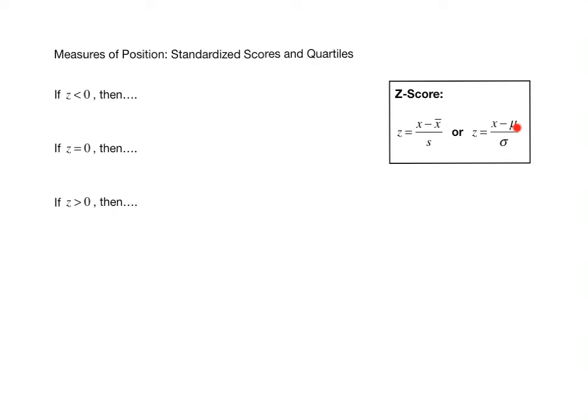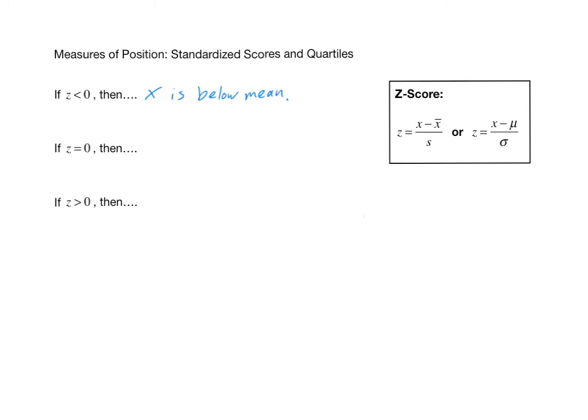So that means if z is less than 0, then the data value is below the mean. So this doesn't always apply to test scores. So let me just say, then x is below the mean. So the z not only tells you how many standard deviations the x value is from the mean, but it also tells you the direction, whether it's above or below it. So if z is less than 0, then x is below the mean.